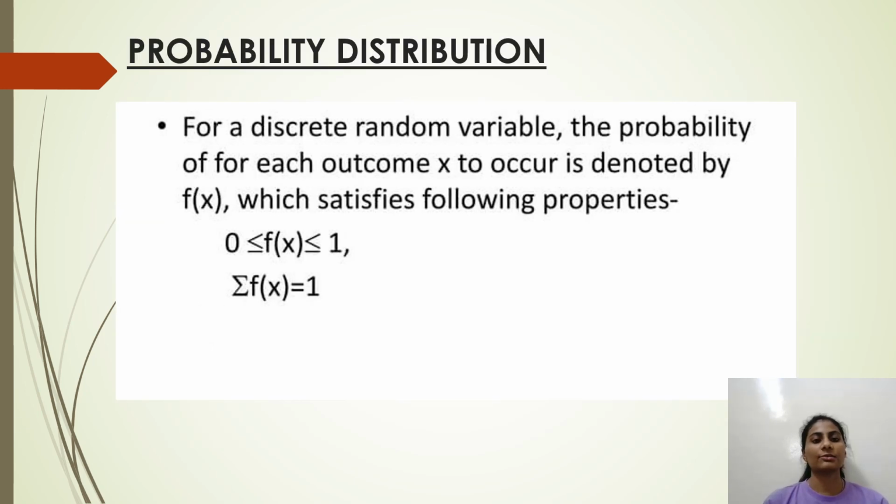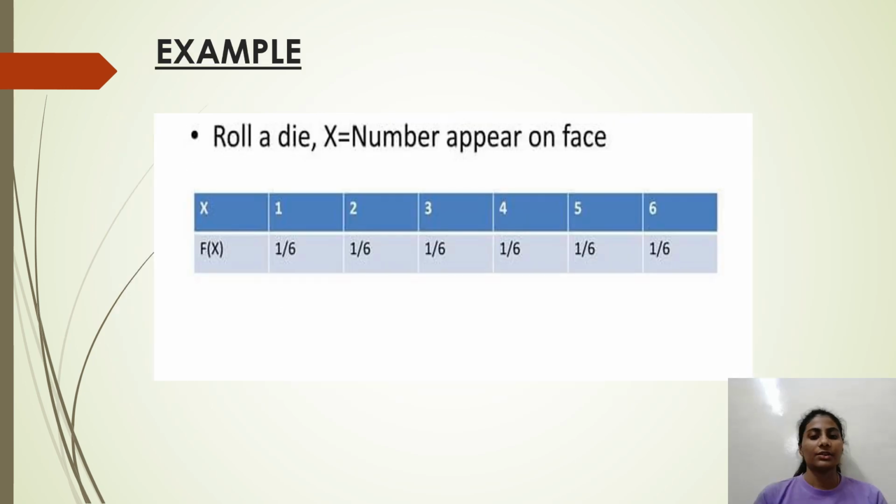Probability distribution. For a discrete random variable, the probability of each outcome x to occur is denoted by f of x. This satisfies the following properties: 0 is less than or equal to f of x, and f of x is less than or equal to 1. The summation of f of x is equal to 1. To understand better, here is an example. Roll a die. When we roll a die, we get 6 possible outcomes. Consider x is equal to the number appearing on a face.